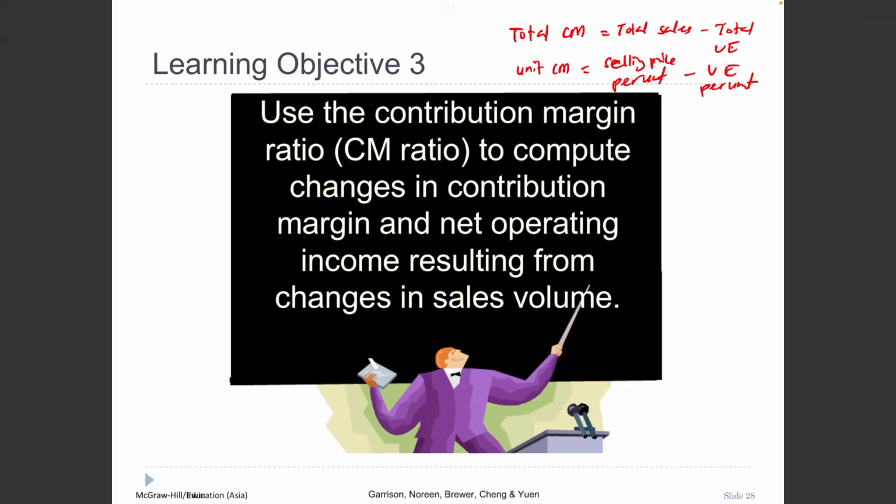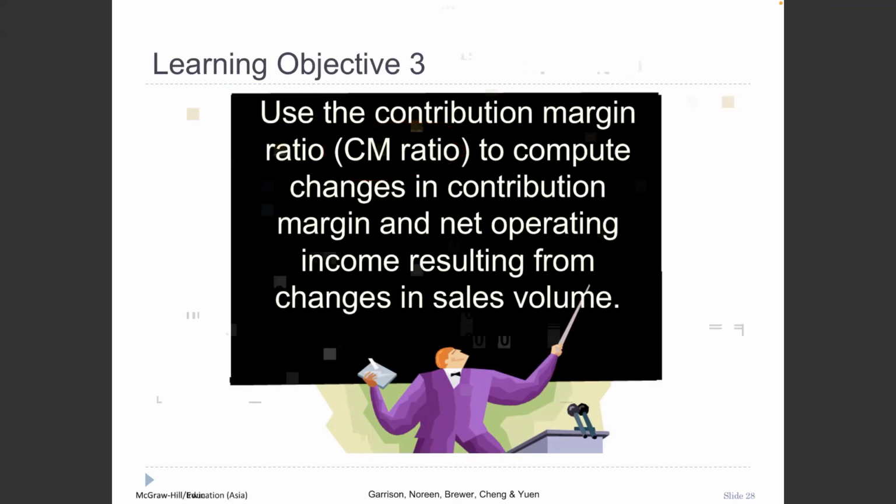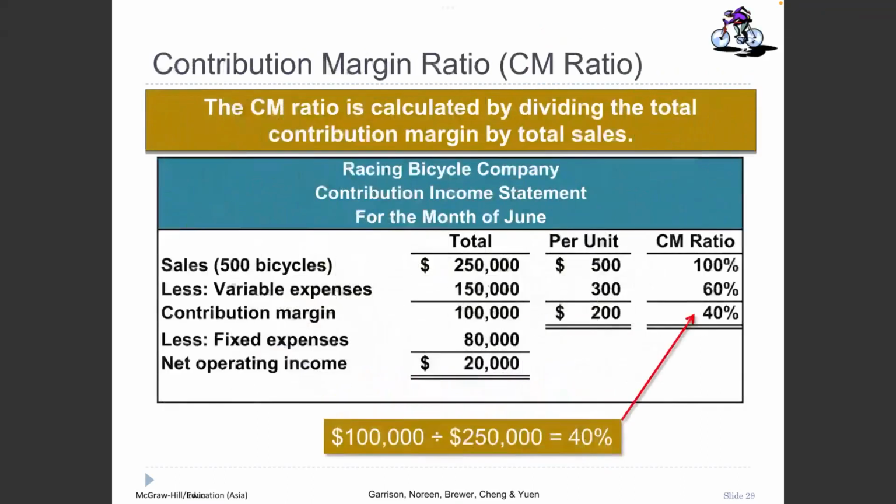So now you can also express CM using a ratio, which is a percentage. So how do you get the CM ratio? All right, so this is total. This is contribution margin per unit. So this is the CM ratio. All right, so the CM ratio is calculated by dividing the total contribution margin by the total sales. So it is $100,000 divided by 250,000, which equals 40%.